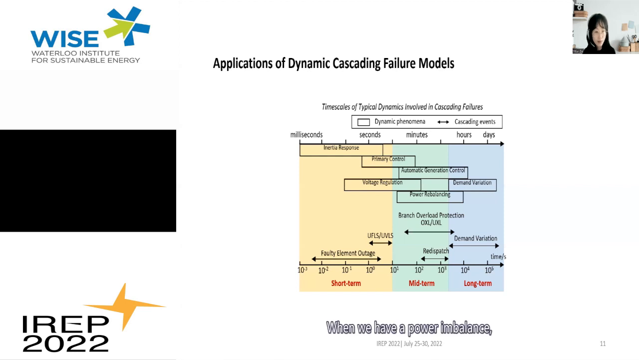So when we have a power imbalance, generation will be redispatched in order to reach the new operating point. And in the meantime, this cascading event can be triggered by protection relays due to violations of line ratings, frequency, or voltage-related limits. Therefore, the sequence of the cascading events is closely related to the distinct timescale of dynamic phenomena. And it's important to determine the modeling requirement of system dynamics based on the timescale of interest.